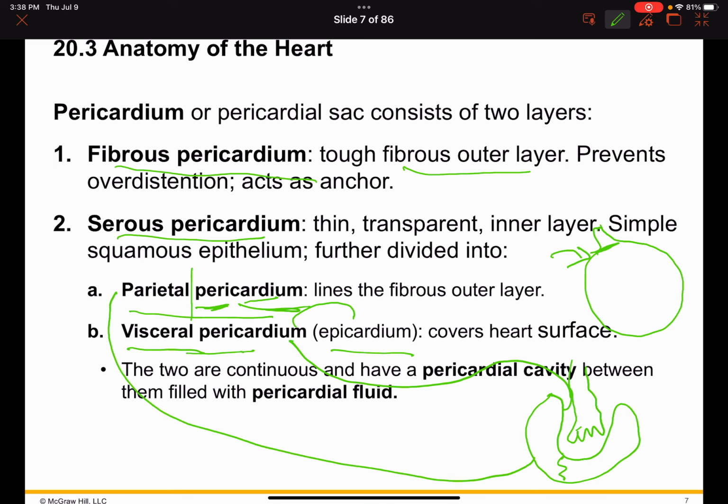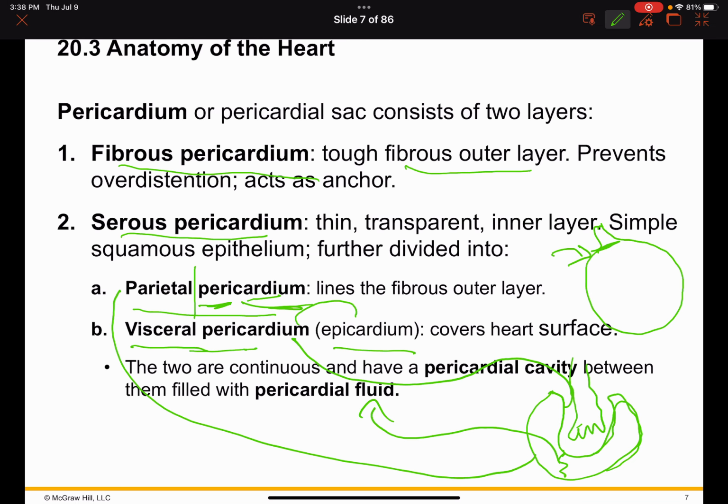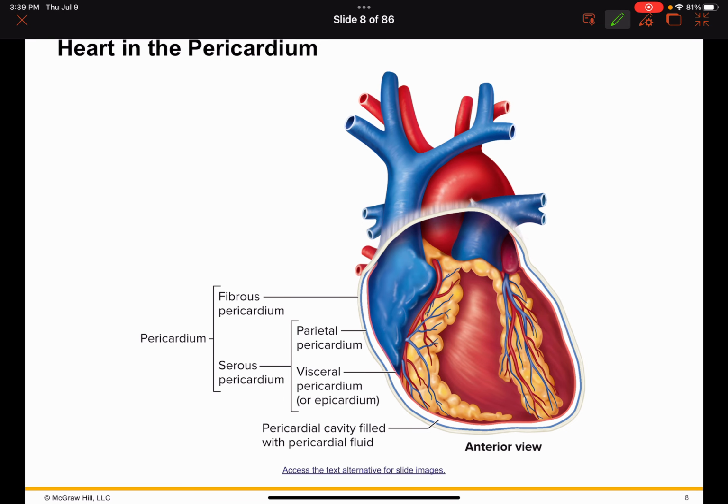Inside there is a fluid, the water, that is what? Pericardial fluid. Inside the cavity, you see that fluid. That's a way to reduce friction, lubrication, and so on. It is very important, this pericardial fluid and this membrane itself. So if you look at this structure, you are able to see the fibrous pericardium, a very tough outer layer.